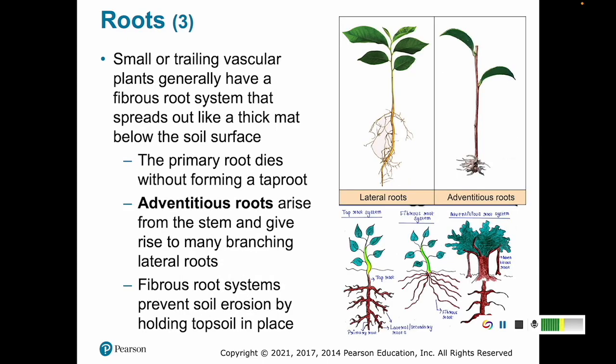Some plants don't have lateral roots. Some plants have a fibrous root system, and it's just going to spread out like just a mat of roots below the surface. Primary roots can die without forming a taproot, and in that event, adventitious roots occur. So here, this image shows a taproot growing down and roots coming out from the taproot. These are adventitious roots that instead of having a taproot coming down and the roots coming out, these adventitious roots come right off from the stem. Fibrous systems are also helpful to prevent soil erosion because they hold that soil in place.